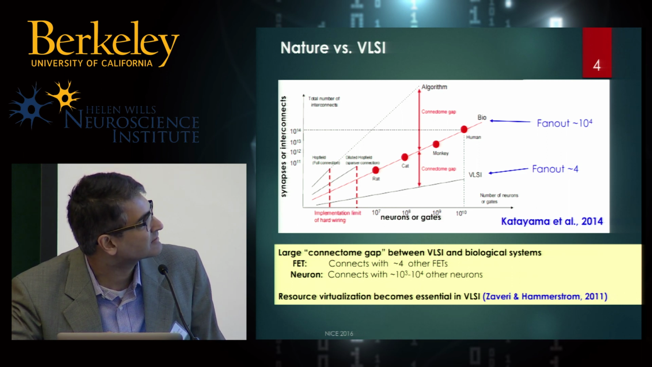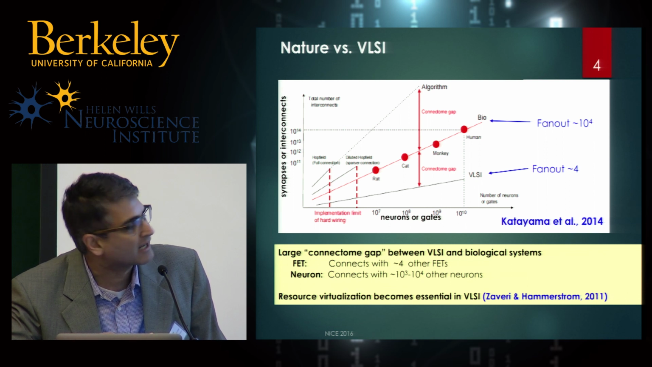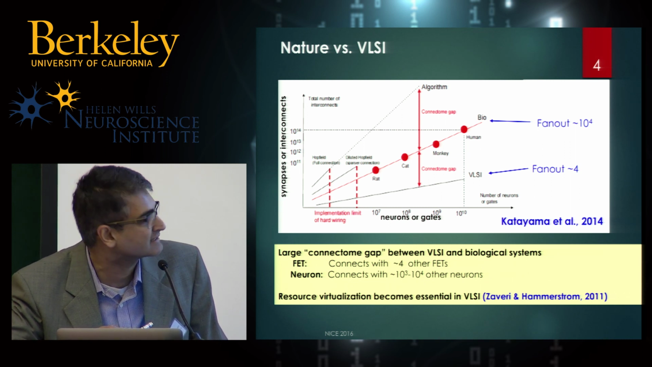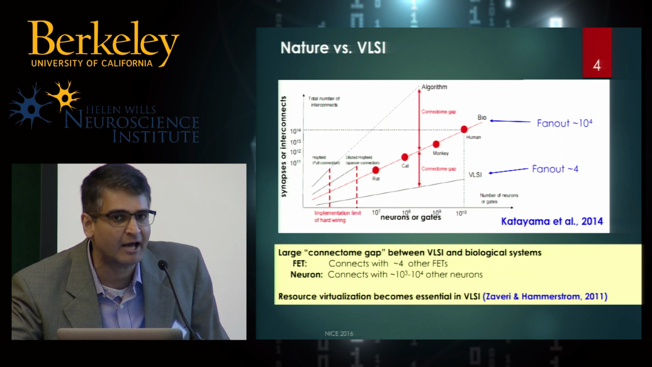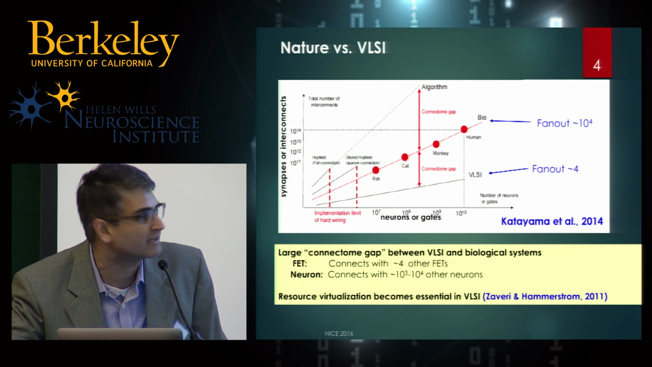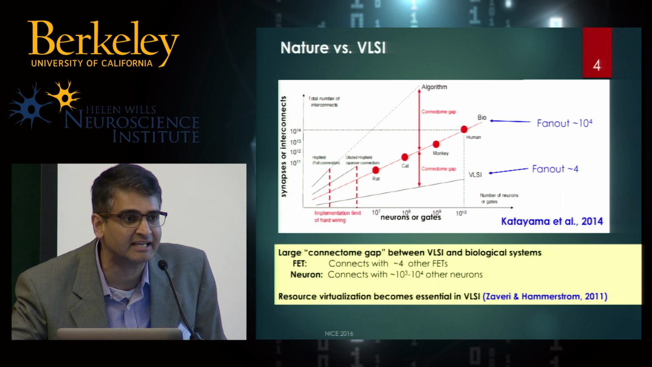And this illustrates this enormous connectome gap between VLSI and a biological system. On the other hand, you have machine learning, which often can have a fully connected system. So we really have to think a little bit carefully about how we want to implement a system like this in hardware. So resource virtualization also becomes an essential part in thinking about how to build a very scaled-up system.